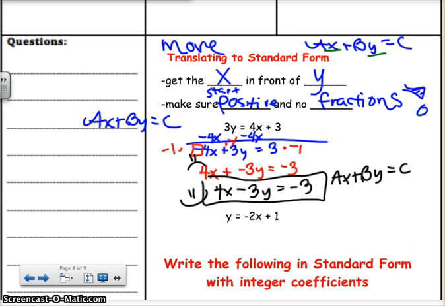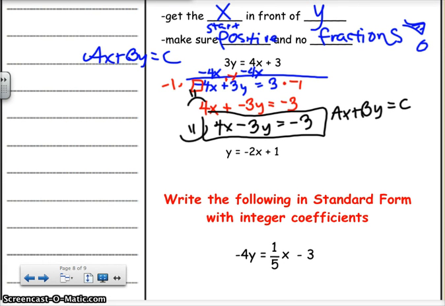Okay, next one. Y equals negative 2x plus 1. Why would you want to move that to standard form? I would never. Because this is already in slope-intercept. Y-int, slope. And again, your goal is always to graph. But the purpose behind this is for you to be able to move things around any way I want you to, okay? Or the MCAs want you to.